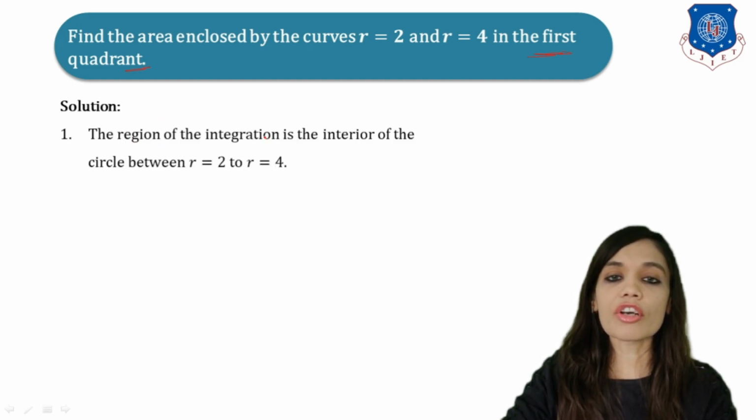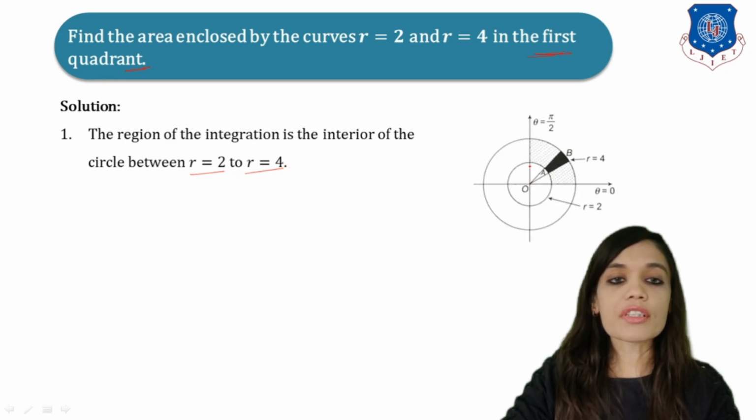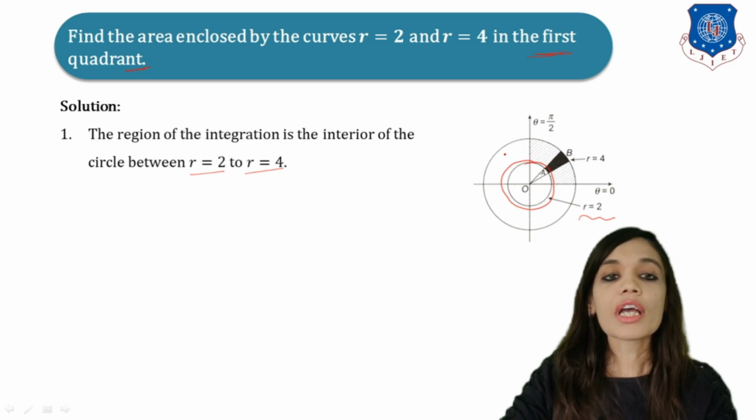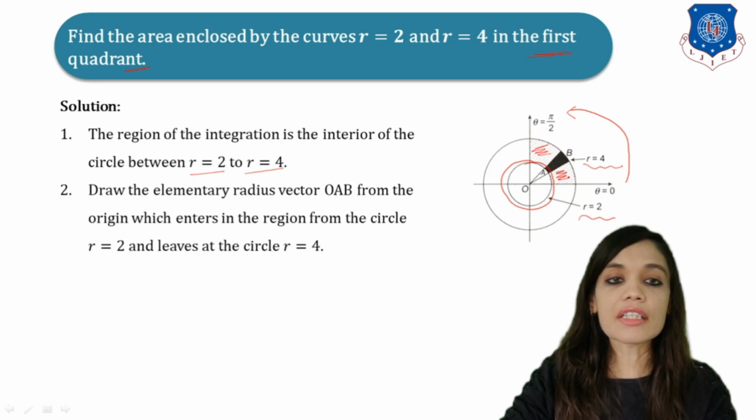So here the region of integration is the interior of the circles between r is equal to 2 and r is equal to 4. Right? So firstly draw a circle of radius r is equal to 2. So this is the circle of radius r is equal to 2. Now the outer circle you can see here is of radius r is equal to 4. Right? Now our theta ranges from 0 to pi by 2 because we have to consider only the first quadrant, right? So our region R is this.